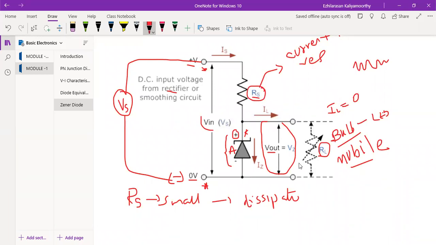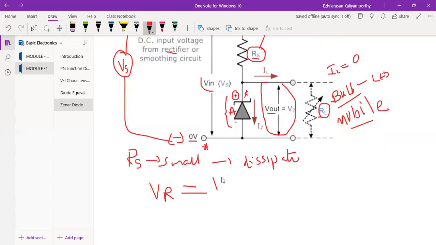But at the same time, you see here the Zener diode is connected in parallel with the load, so the voltage across RL is always the same as the Zener diode voltage. Whatever voltage we have across the Zener, we get the same across the load. So I can say simply that VR is equal to VZ, where VR is the voltage across the load resistance.